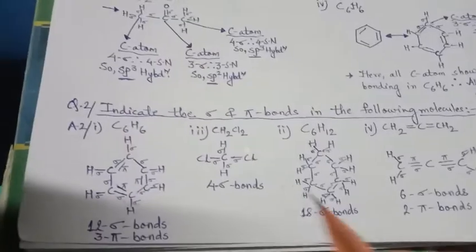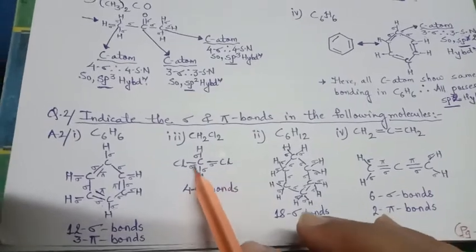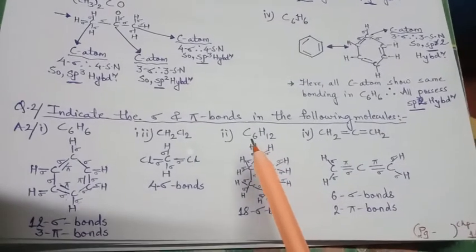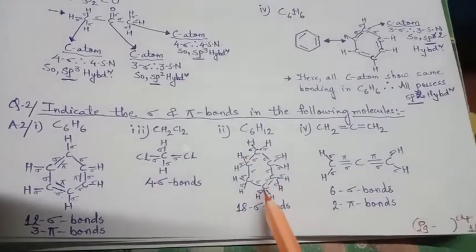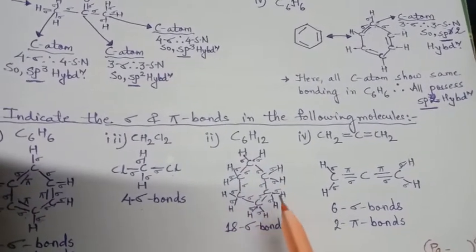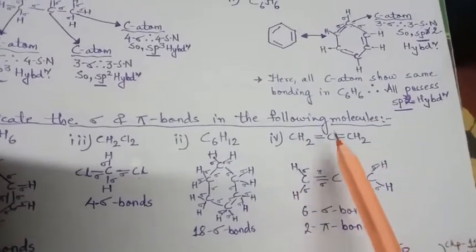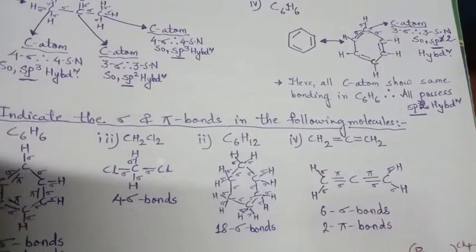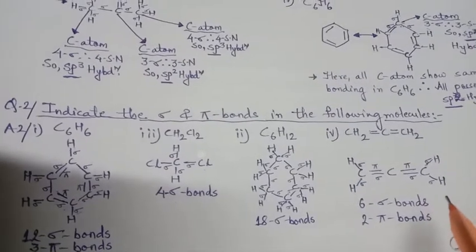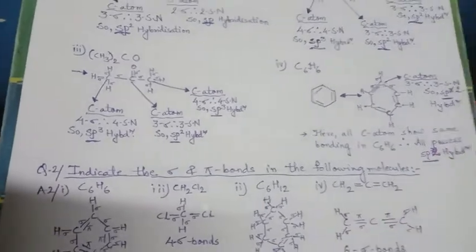Clear? In the same way, CH2Cl2: 1, 2, 3, 4 sigma bonds. You need to calculate for C6H12, which I have drawn here and also explained. I have drawn all the sigma bonds, so count them once and verify whether it is 18. CH2 is also calculated and written. Please go through it properly, and only then write. First try to understand properly and then write it.